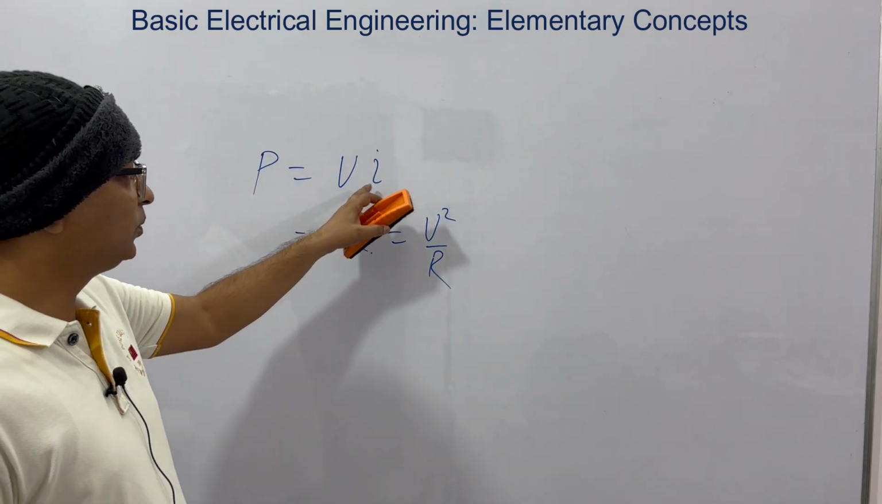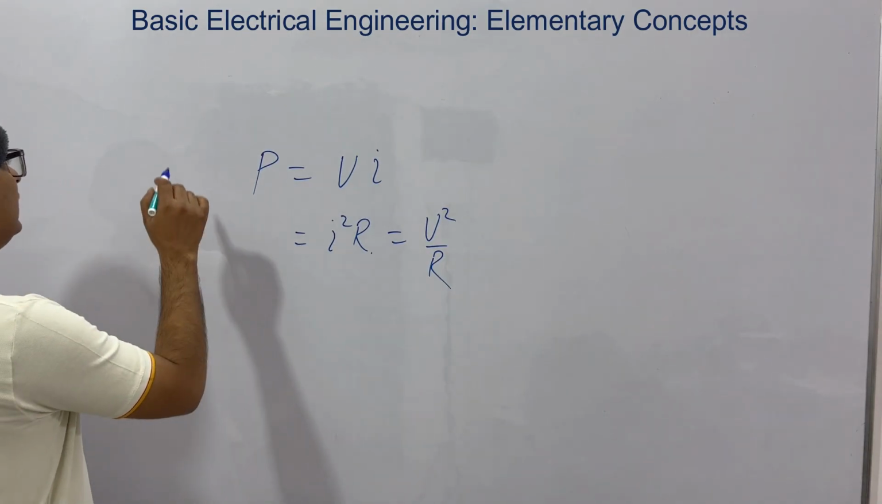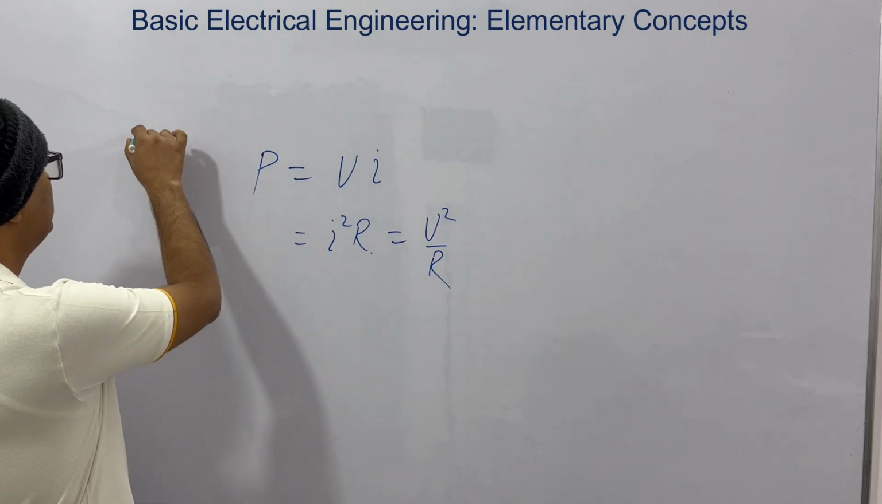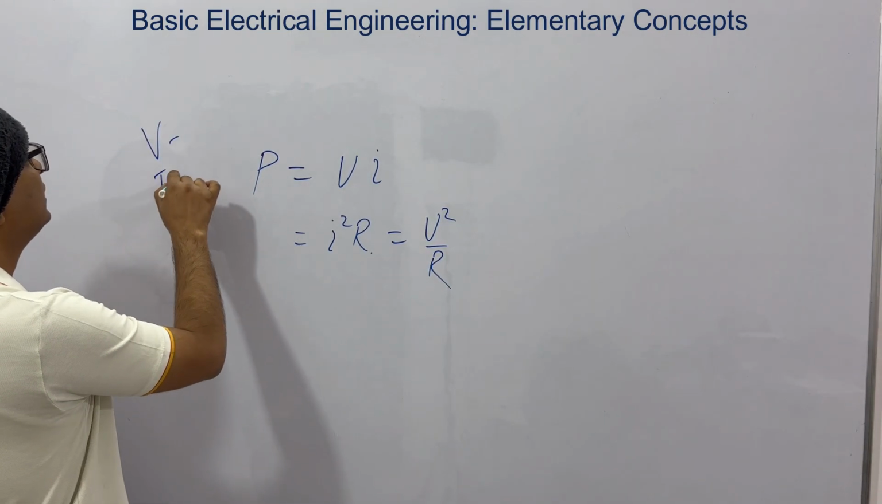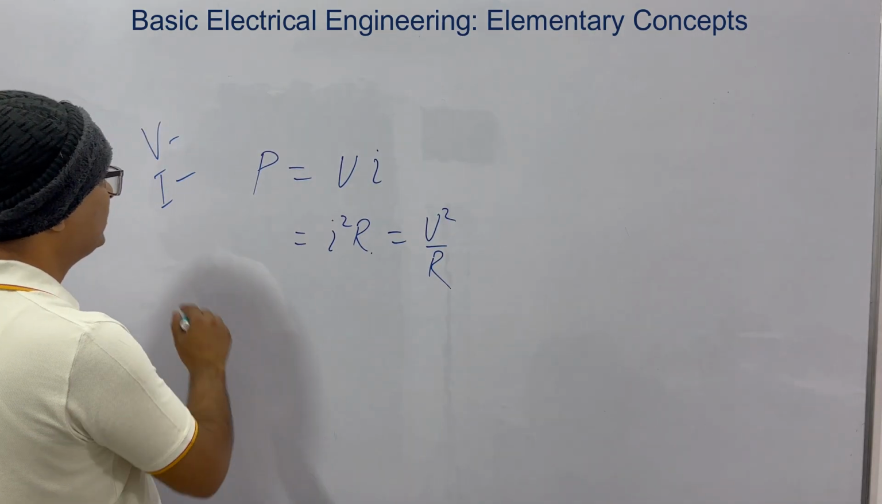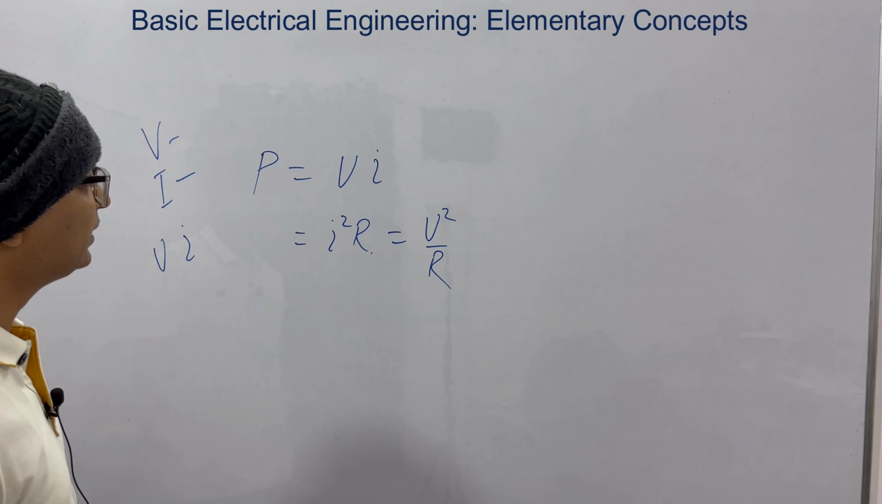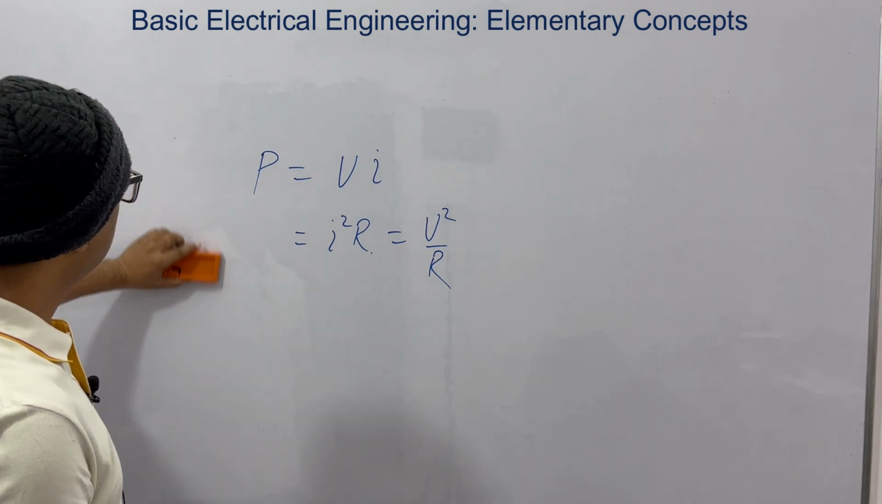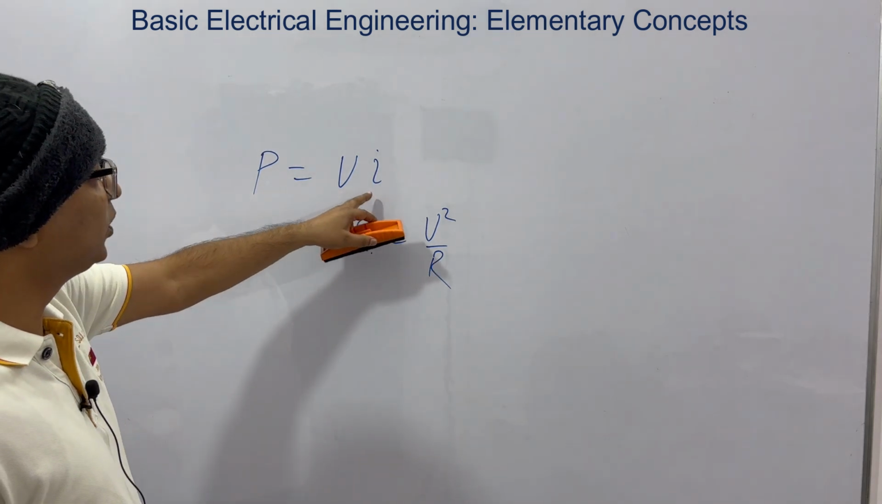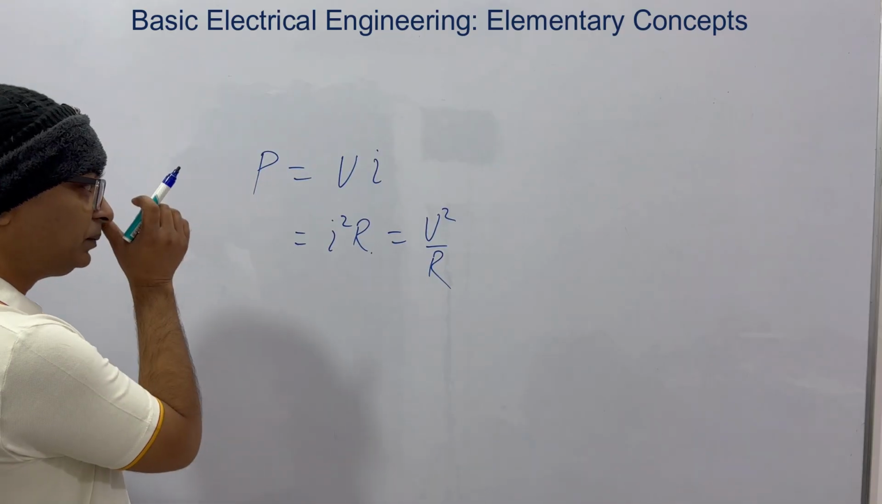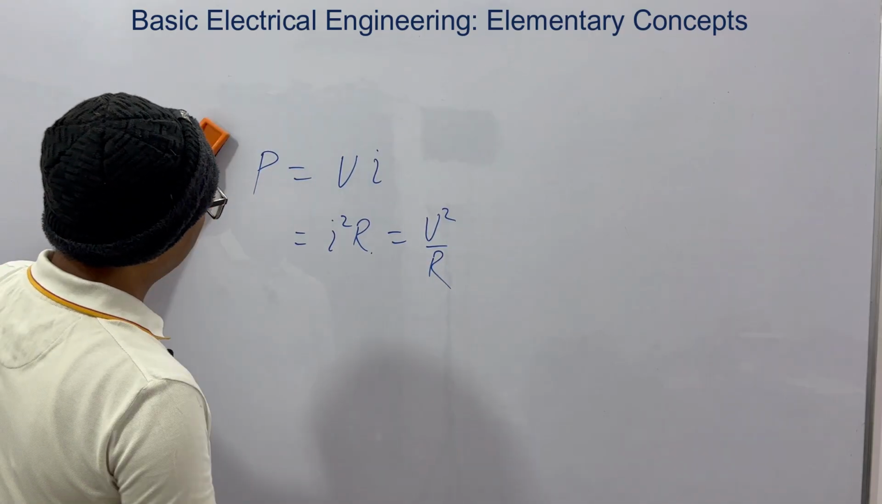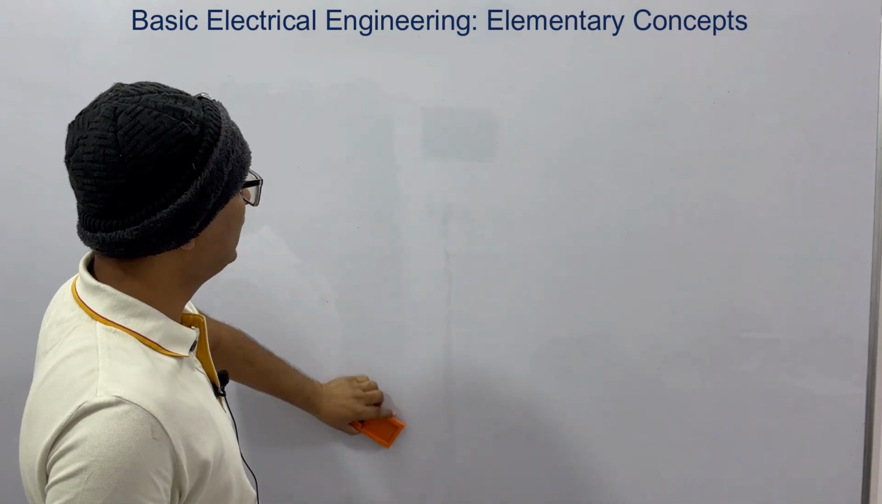Why am I using small v and i? See, in electrical engineering, when you use capital letters, you mean the average values or the DC value, and when you use small letters, you mean the instantaneous value, the AC, alternating currents. So power is v into i, small ones. Clear? So for a resistor, the power dissipation is equal to this, i square R, or this.